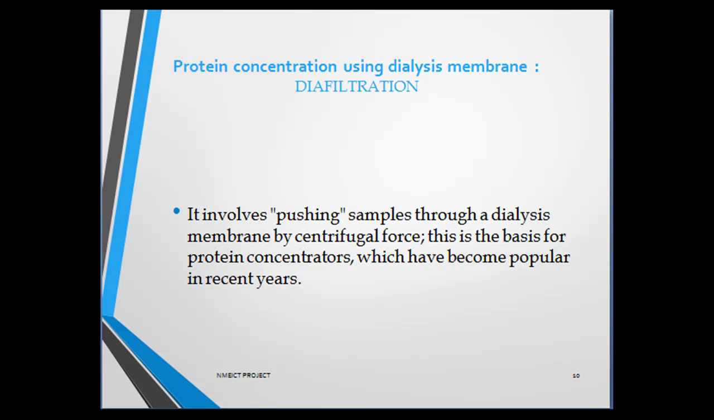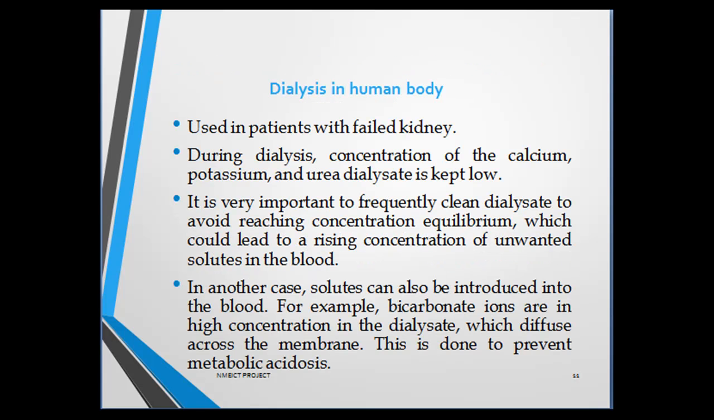Let us see how dialysis occurs in the human body. In patients with failed kidneys, dialysis is often used as a procedure for removing undesirable solutes in the blood. During dialysis, the concentration of calcium, potassium, and urea in the dialysate is kept low, thereby facilitating the target solutes in the blood to diffuse across the semi-permeable membrane.